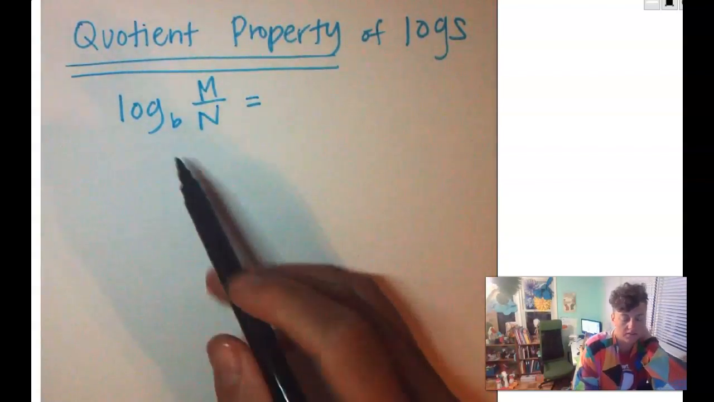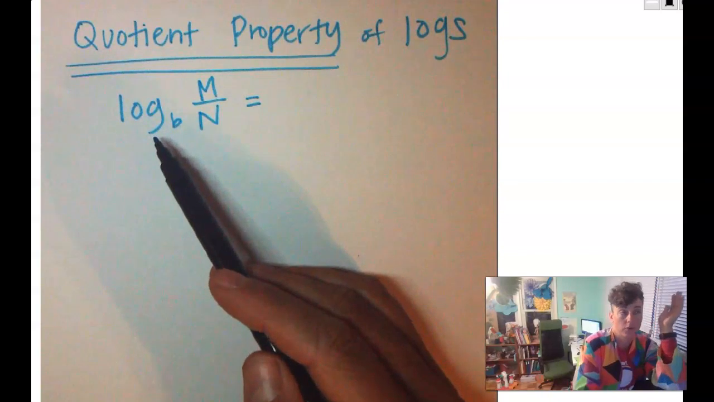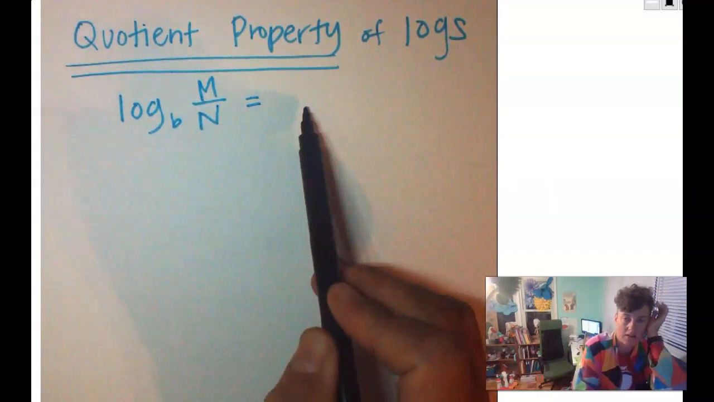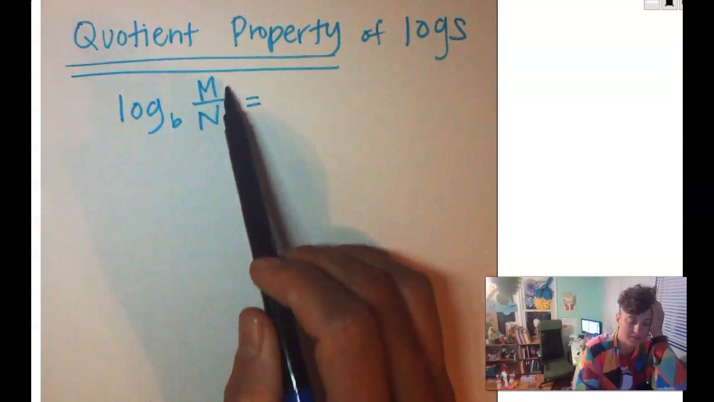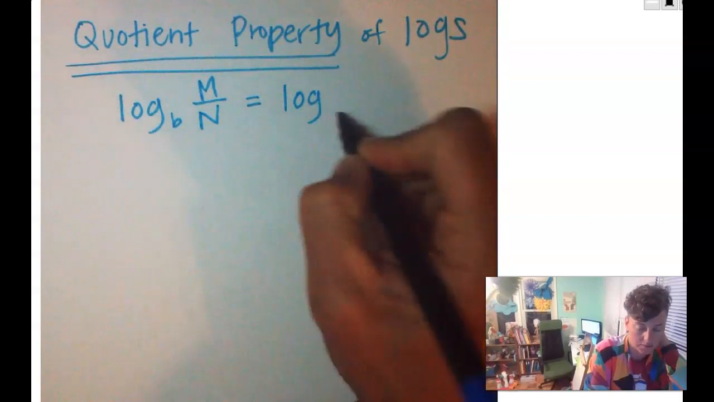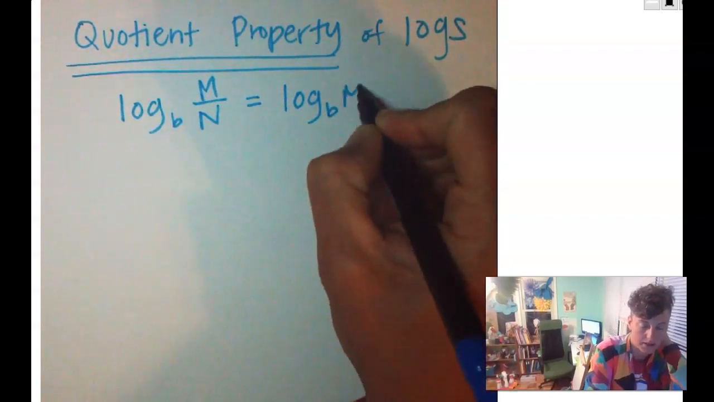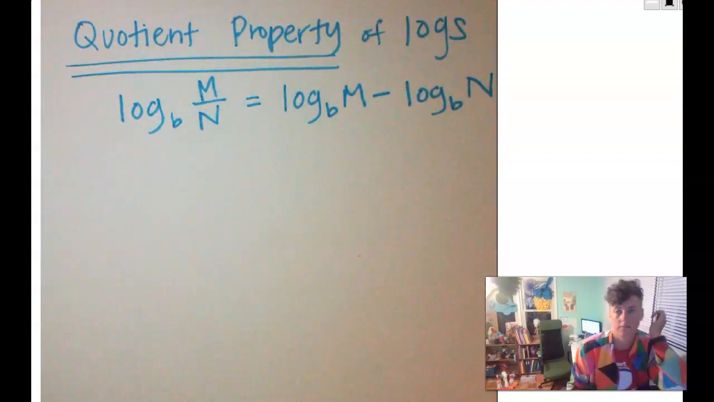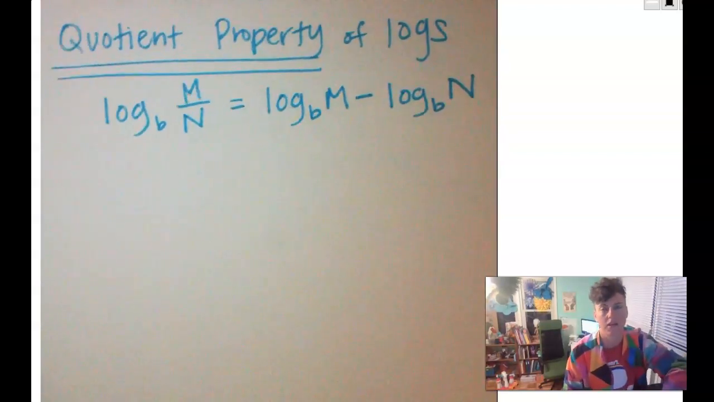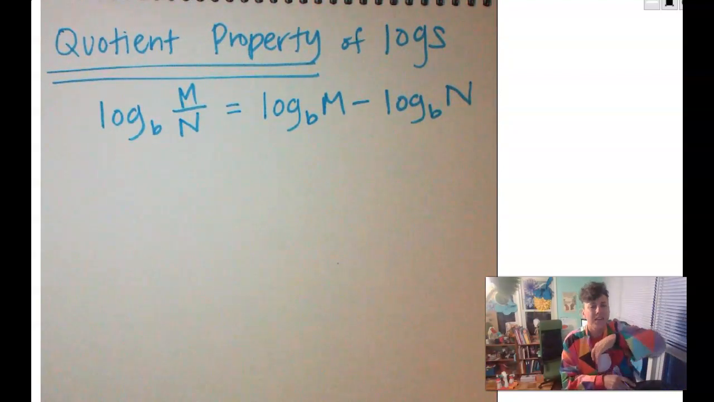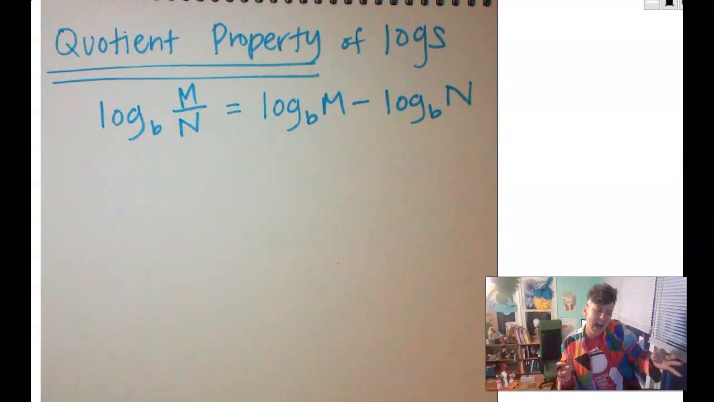Now, if we think about what we had before with the product property, when these numbers were being multiplied, we added the two logs together. Now that these are being divided, we're going to subtract. So this will be the same as log base b of m minus log base b of n. Sweet. That is your quotient property. And again, you'll get some bonus points if you make a video explaining why.